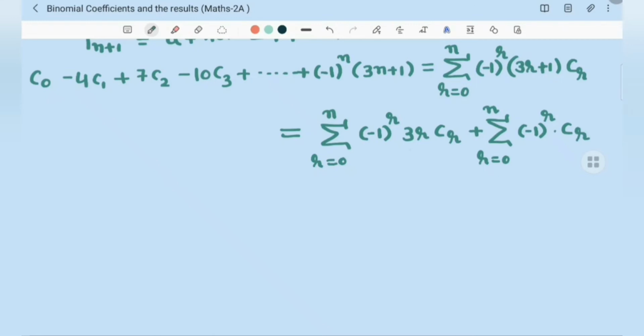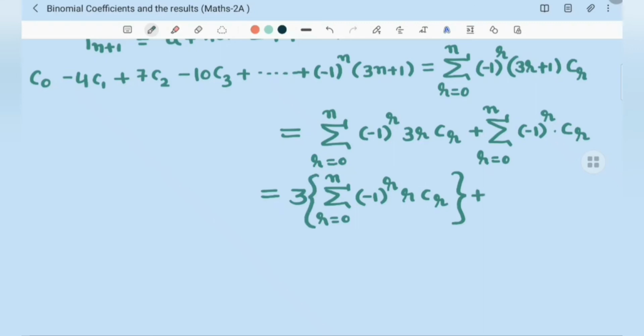Here the constant 3 you can take outside. So it is 3 times sigma, the remaining terms, r equals 0 to n (minus 1) whole power r into r Cr, plus sigma r equals 0 to n (minus 1) whole power r into Cr.